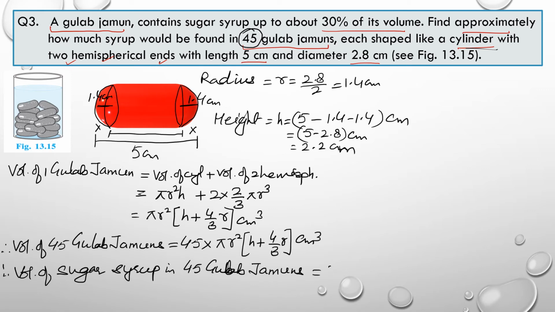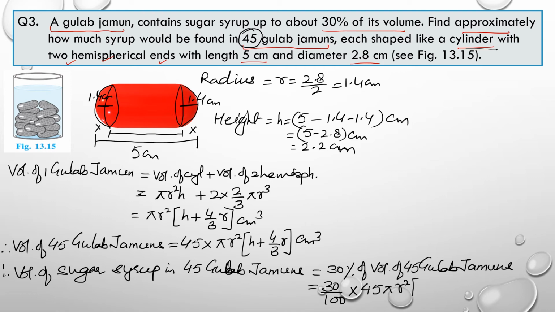So it is equal to 30% of the volume of 45 gulab jamuns. Right? So the 30% sign goes away, the denominator is 100, "of" means multiplication, and the volume of 45 gulab jamuns is 45 pi r square h plus 4 by 3 r. After this, now we will substitute the values and solve.